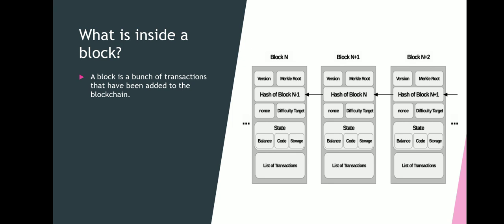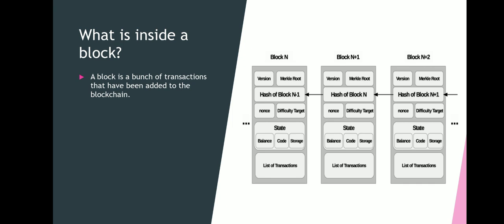Then we have one more field, the nonce, which is a random number. The nonce is required in order to generate the cryptographic puzzle, and it is helpful for Bitcoin mining or blockchain mining. Every block throws a difficulty challenge, that is the difficulty target. In the Bitcoin network, the miner has to solve the difficulty target or puzzle in order to add a new block into the blockchain network. Then we have a state, in which the balance code and the storage specification are stored.